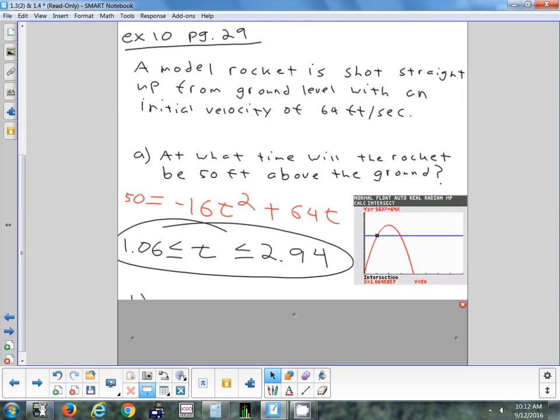Okay, so any questions on how we did that? Same approach I showed you the second way, the graphical way on the last problem. Use y1 and y2 and see where they cross. And you were looking for this area right there. That's when it's above 50 feet.